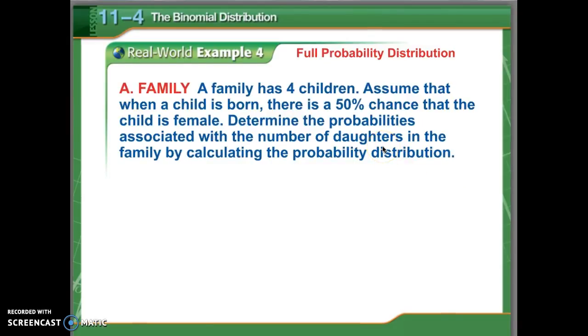We're going to use that formula for example 4, which says a family has 4 children. Assume that when a child is born, there's a 50% chance that the child is female. Determine the probabilities associated with the number of daughters in the family by calculating the probability distribution. So the possible outcomes here will be that they have no female children, they have 1 female child, they have 2 female children, or they have 3 female children.